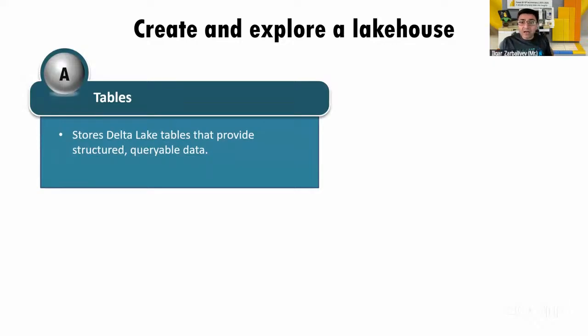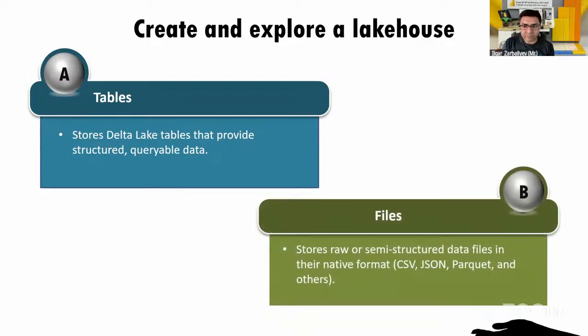So, a lakehouse is created inside a Fabric workspace and includes two storage areas, plus a SQL Analytics endpoint. First is tables. Tables store Delta Lake tables, structured, queryable data that supports SQL, enforces schemas, and guarantees ACID transactions. So you can query these tables through the SQL endpoint and analyze them in Power BI.